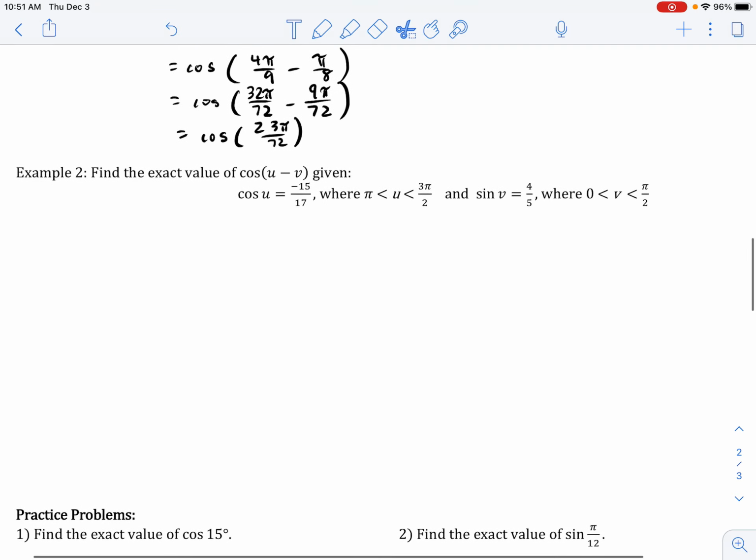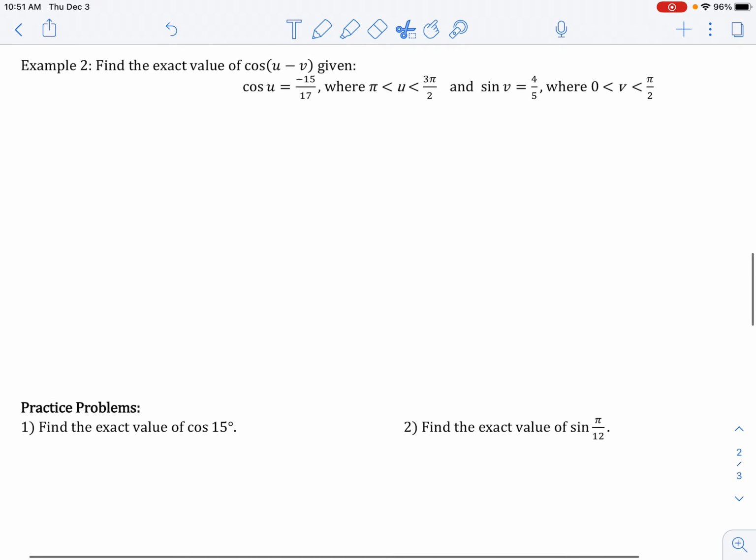This next one is a pretty common problem that we will see. Cosine of u, we're told, is negative 15 over 17. And they are stating that u is an angle between pi and 3 pi over 2. So what that means is this angle u is in quadrant 3. We know it has to be in quadrant 3. We're also told that the sine of some angle v is equal to 4 over 5. And this angle v is between 0 and pi over 2, which means we can state that it's in quadrant 1.